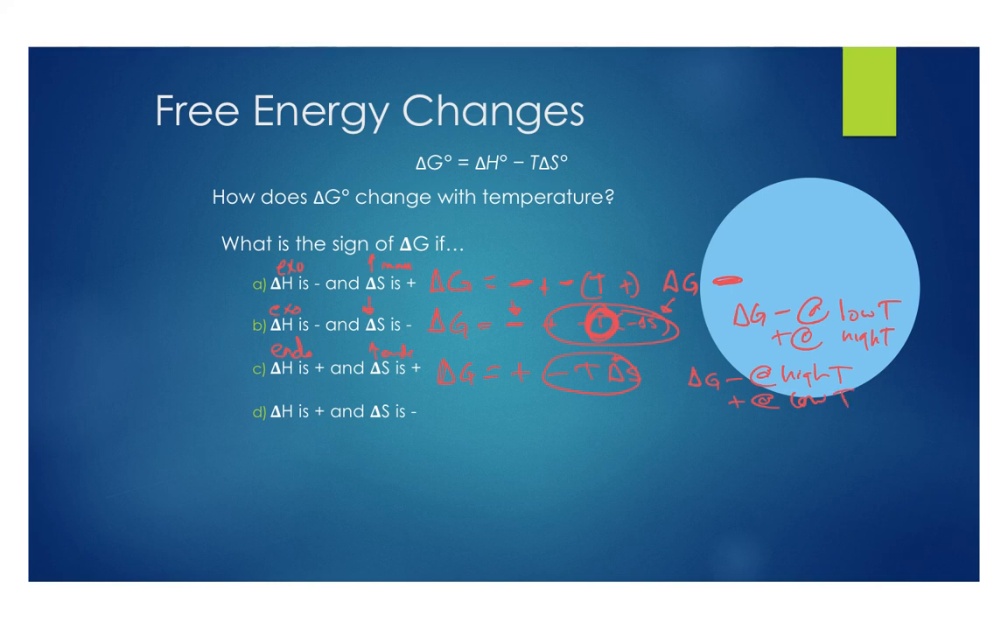Okay. What happens if delta H is endothermic and entropy goes down? Well, in that case, delta G is positive minus T delta S, but delta S is negative, so that's going to end up making this whole term positive. So we've got a positive and a positive, and in this case, delta G will always be positive.